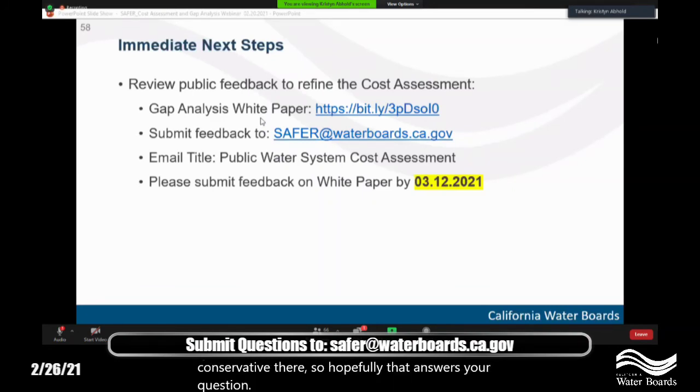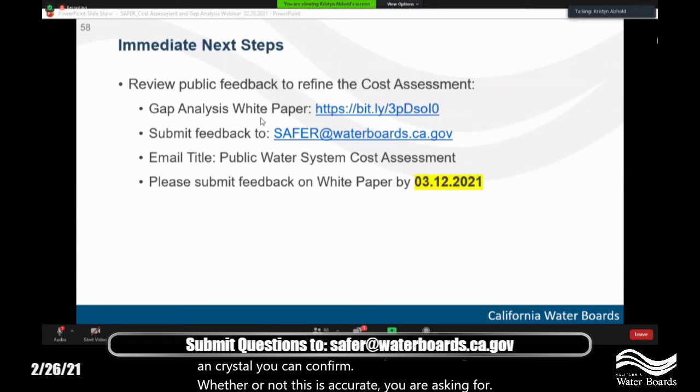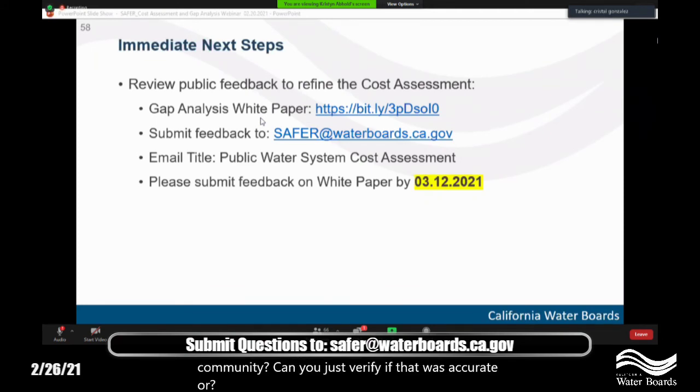For the first question, maybe I can repeat it, and Crystal, you can confirm whether this is accurate. You're asking where we talk about local cost share for those communities that have D through F projects. If they're unable to cover the local cost share, maybe because their rates are not high enough, what options are available for that community? Can you verify if that was accurate, or correct me if I'm wrong? Yes, it's better than I had said it.